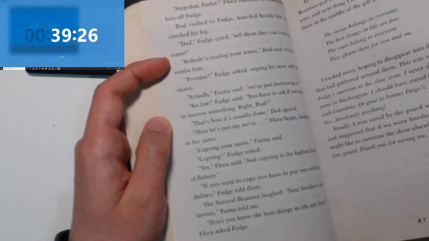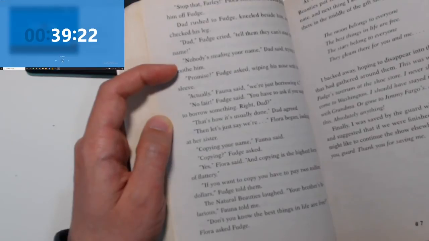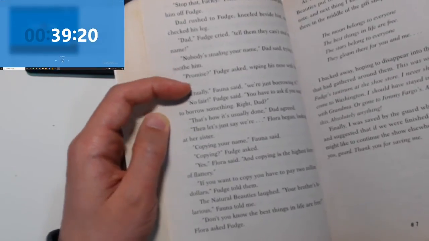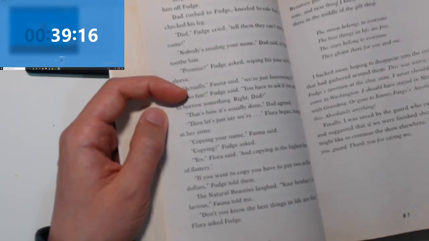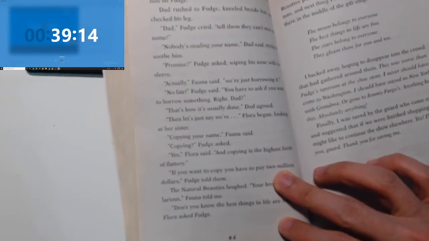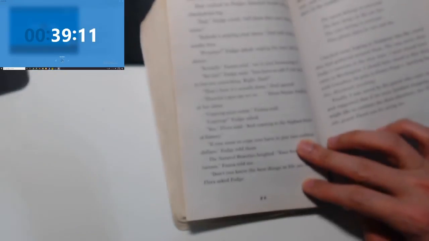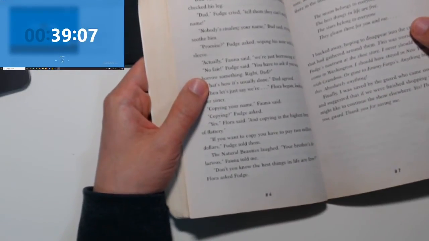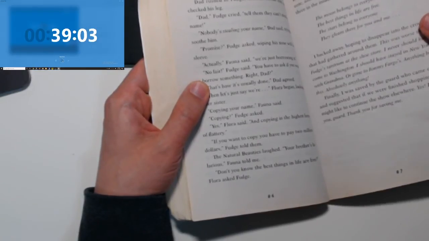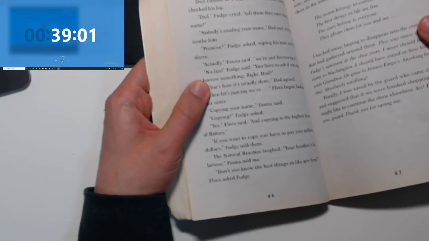"Then let's just say we are," Flora began, looking at her sister, "copying her name." "Copying?" Fudge asked. "Yes," Flora said, "and copying is the highest form of flattery." "If you want to copy, you have to pay two million dollars," Fudge told me. The natural beauties laughed.